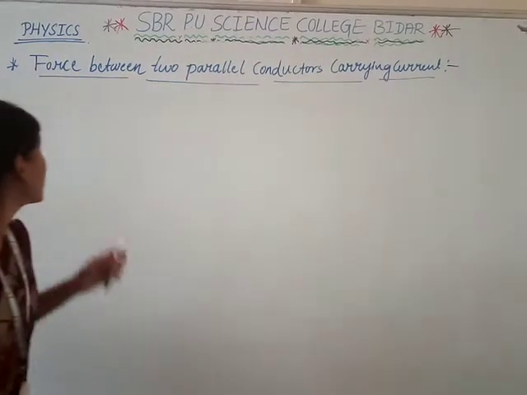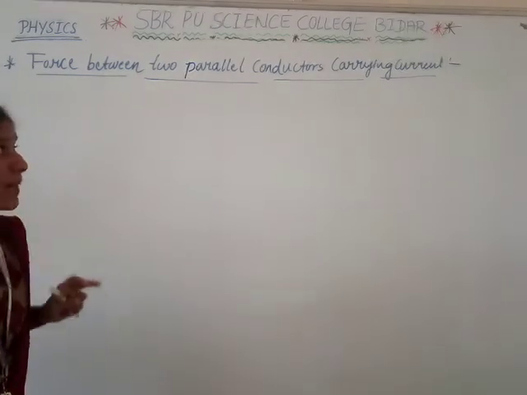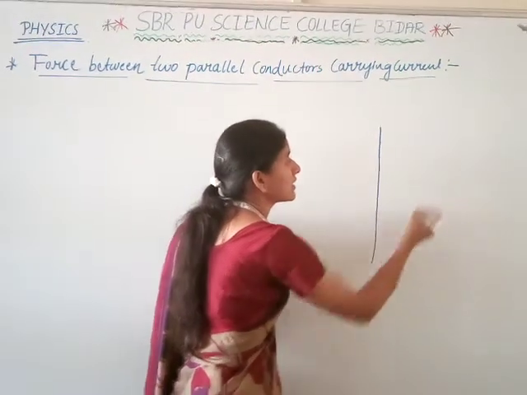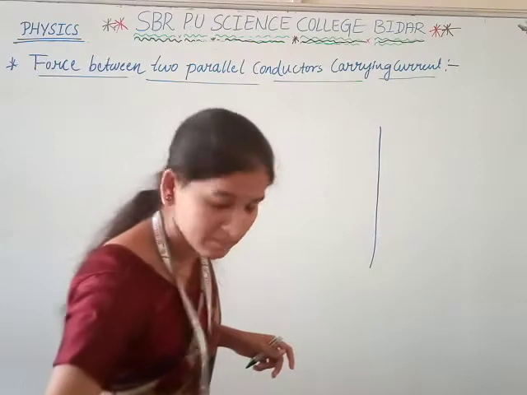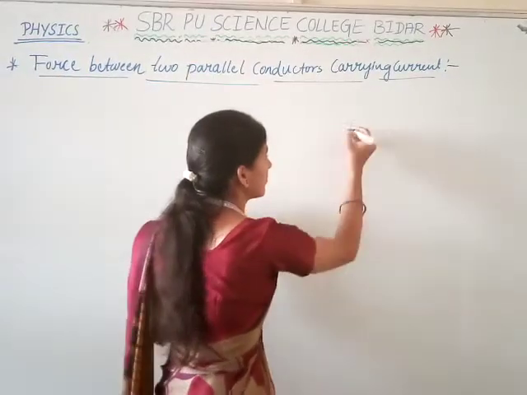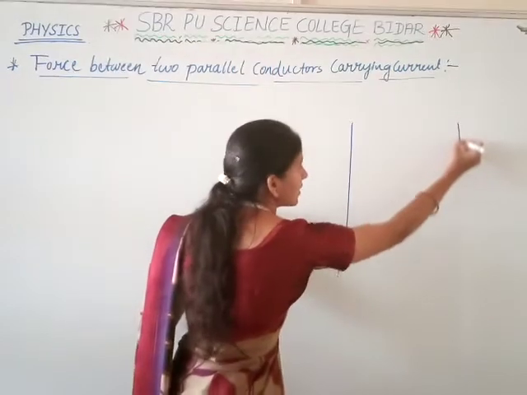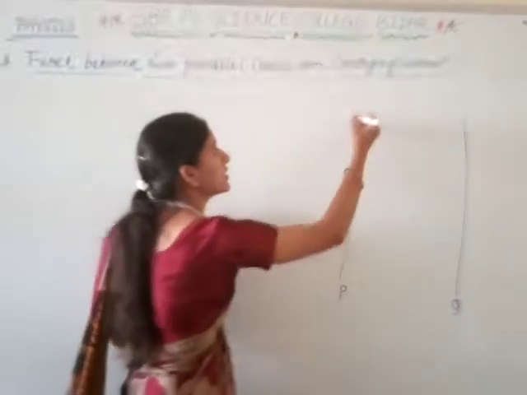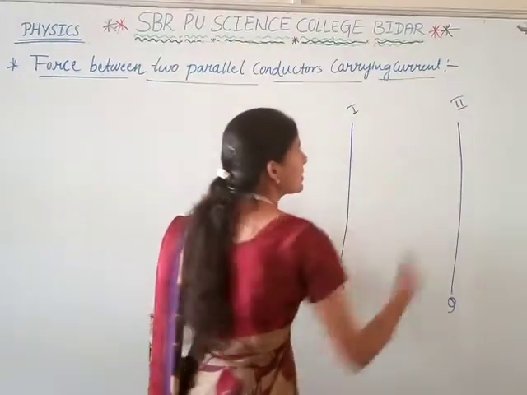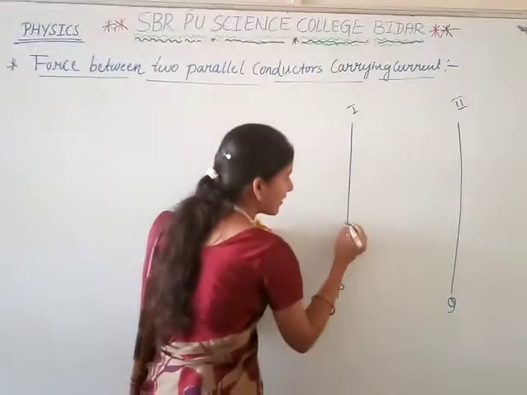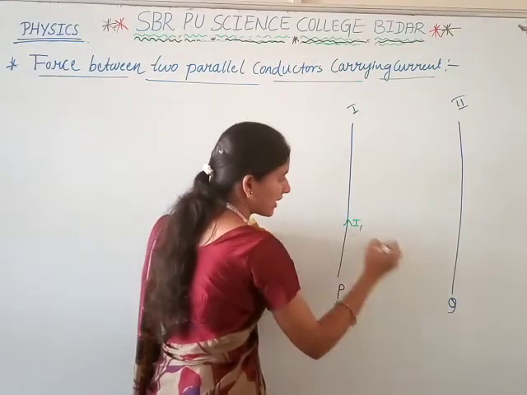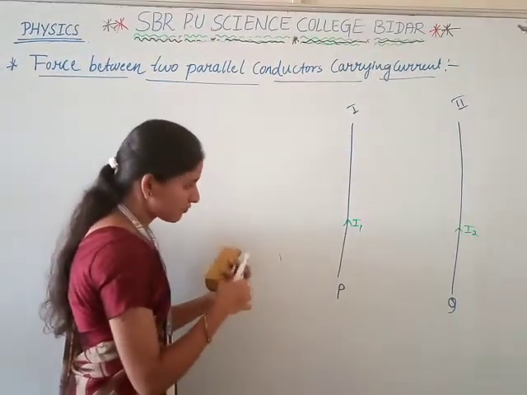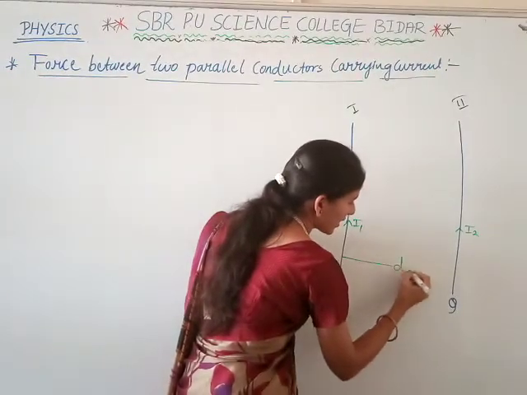Good morning, students. Today we are going to start the topic of force between two parallel conductors carrying a current. Now consider two conductors P and Q. This is the first conductor and this one is the second conductor. The current I1 is flowing through conductor P and current I2 is flowing through conductor Q. The distance between the two conductors is small d.